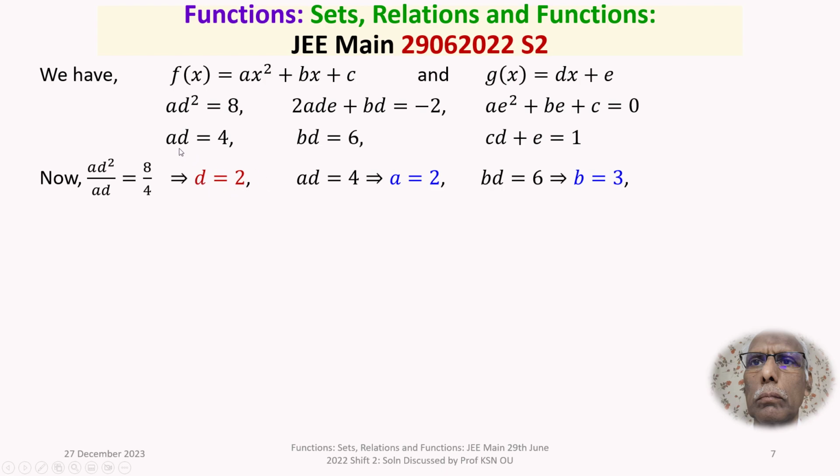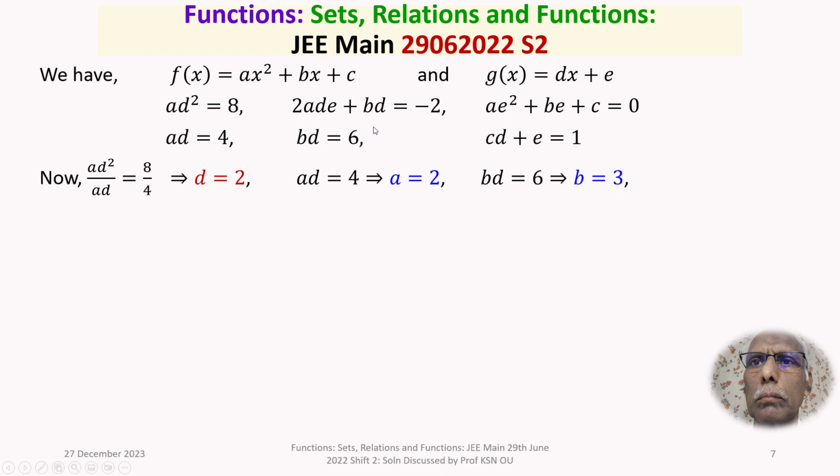Now take that and substitute in AD is equal to 4, the value of D is equal to 2 in that. So you will get AD is equal to 4, D is 2, therefore A will be 2. Now take BD is equal to 6 and you know the value of D is equal to 2, substitute in that, you will get B is equal to 3. Thus we got D is equal to 2, A is equal to 2, B is equal to 3.